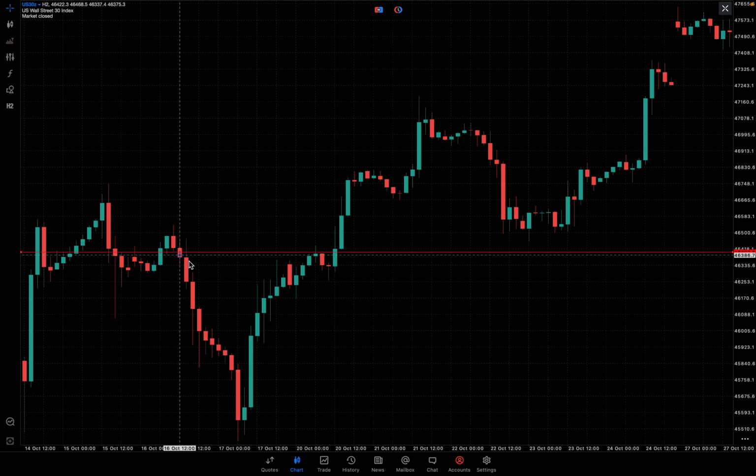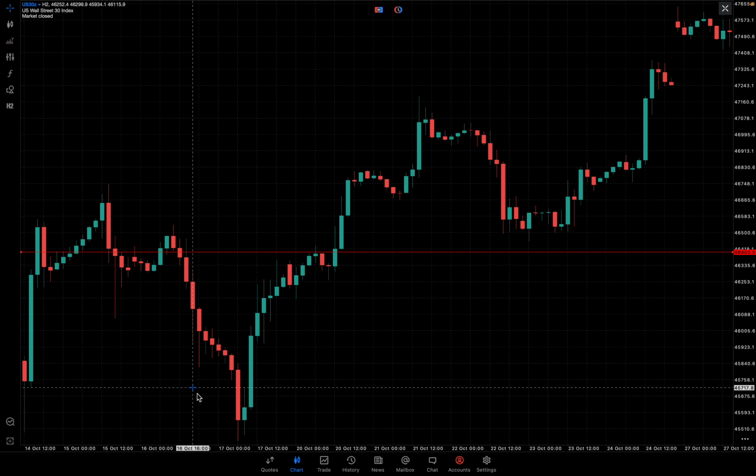This candle is an indication level. This is a broken support that has become resistance, so price is going to sell below this level to give me my trade setup.